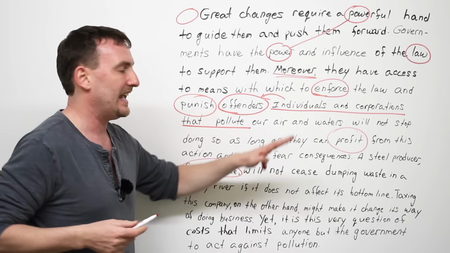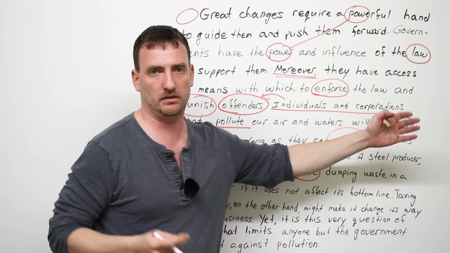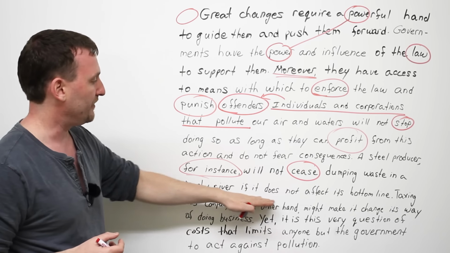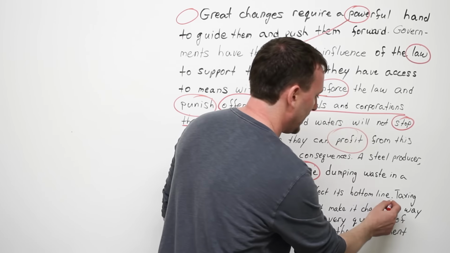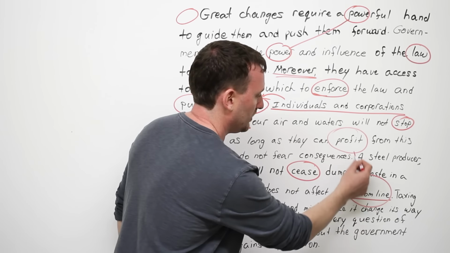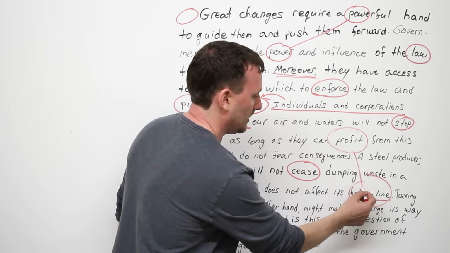Now, before, here's the word stop. I don't want to use the word stop again. Why? Because I have other words. I have the word cease. Cease means stop, okay? Vocabulary variety, very important. Will not cease dumping, means throwing in or throwing away, waste in a nearby river. Waste, pollution, I'm still on the same topic. If it does not affect its bottom line. Now, I'm not sure if everybody knows what bottom line is, but bottom line basically means profit. I'm still connecting the ideas using different words.